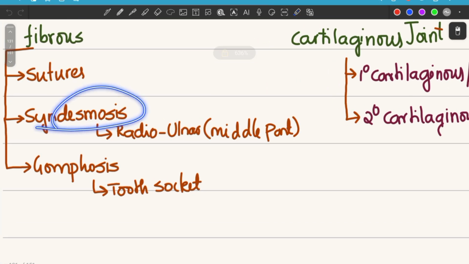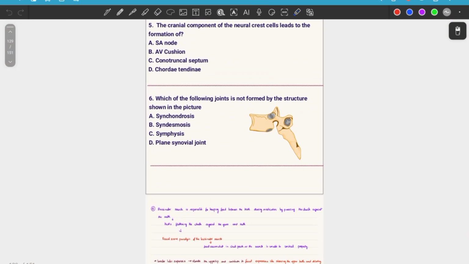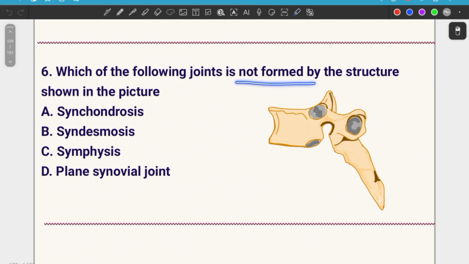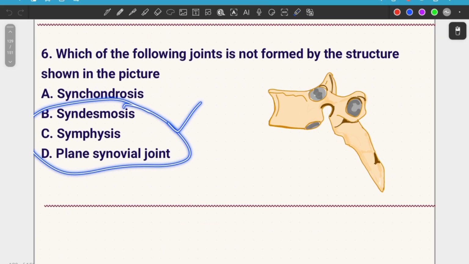Syndesmosis is for something dense; you can remember desmo like that. It's a dense, strong membrane. So here, what is not formed is synchondrosis. Synchondrosis is a primary cartilaginous joint, which is given more importance. I told you, isn't it? Primary cartilaginous, chondrosis, cartilage. So this is not present in the vertebra. All these three are present in the vertebral joints.